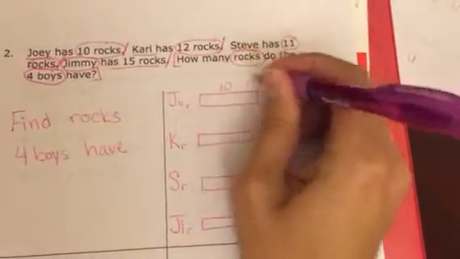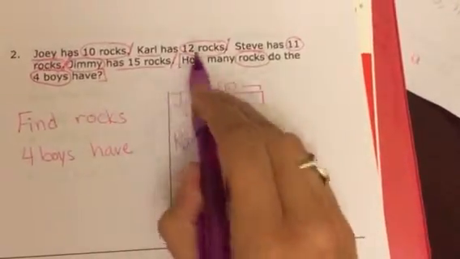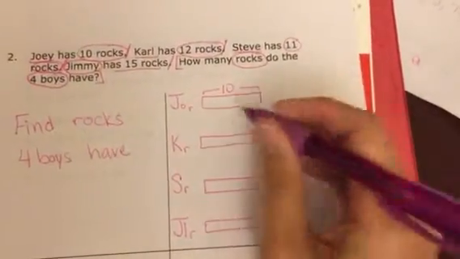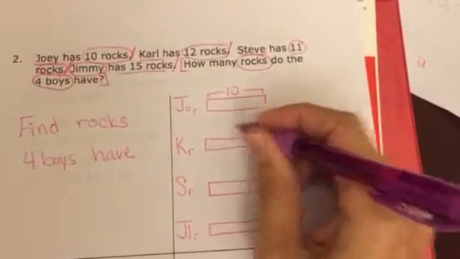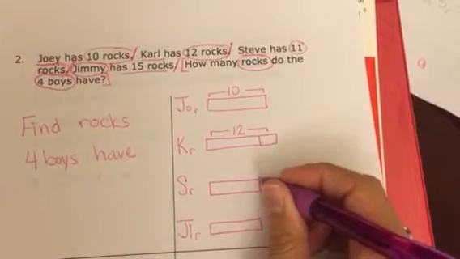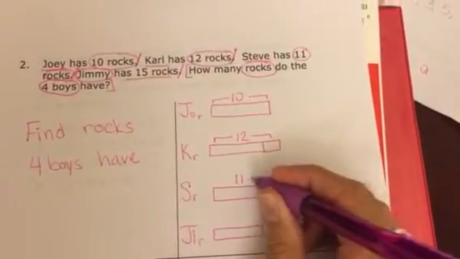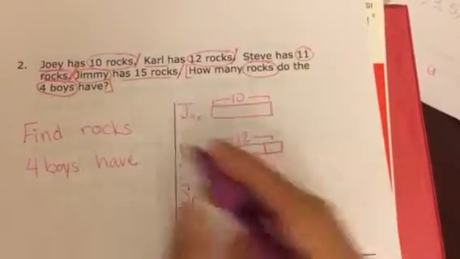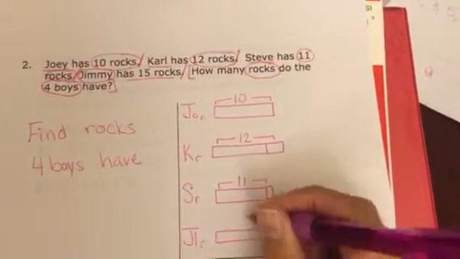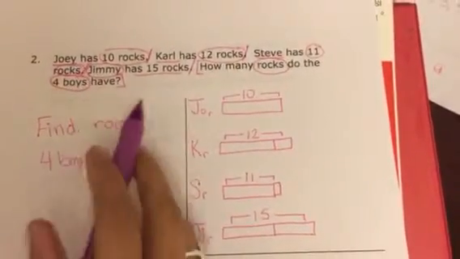Joey had 10 rocks. So this entire strip diagram is 10. Carl has 12. Oh, so 12 is a little bit more than 10. So let's extend our strip diagram and label it 12. This entire thing is 12. Steve has 11. Well, 11's a little bit more than 10. So 10 is kind of our standard one that we're using. 11. And then last is Jimmy. Jimmy has 15, and that's more than 10. So 15.